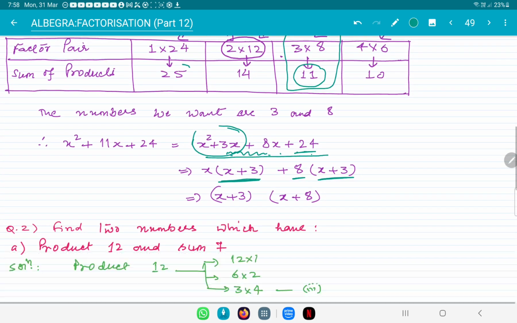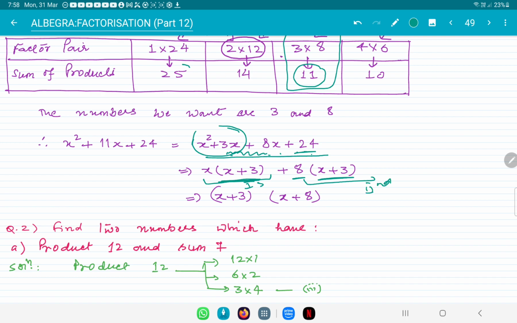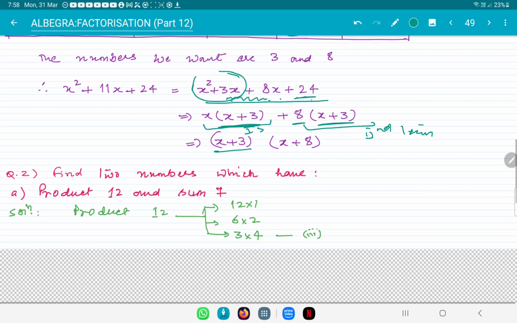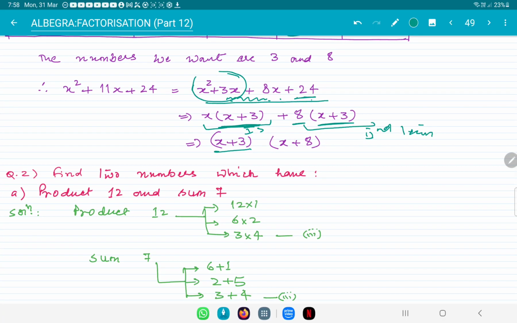So now we have two terms, this is the first term and this is the second term. In both terms, x plus 3 is common. So this common thing will come first, so x plus 3 will come first and after that x plus 8. So the quadratic trinomial x square plus 11x plus 24 can be written in the form of x plus 3 into x plus 8.